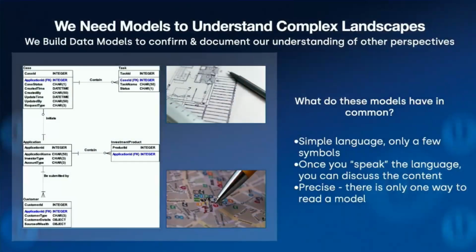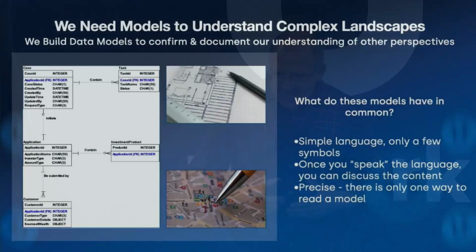So what do all of these models have in common? They have three important traits. One is that there's only a few symbols. If you know that lines represent streets on a map, for example, you could read any map. If you know that lines represent business rules on a data model, you could read those business rules, include them in your application, and now you have higher quality data in your business.